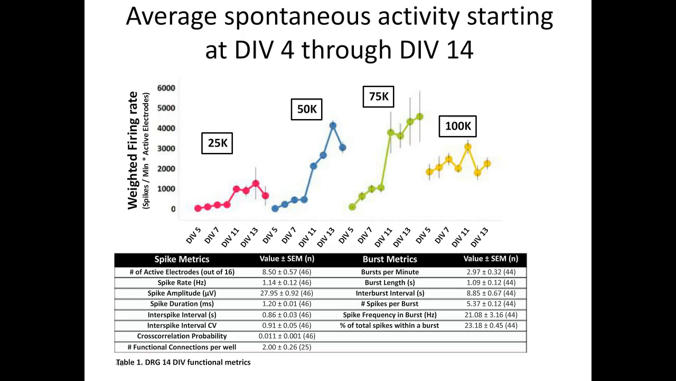So essentially, they're not forming functional synaptic connections, which in a hippocampal or cortical neuronal culture you would typically see. But these are forming ganglia, and they're spontaneously firing action potentials in more of a tonic manner instead of bursting.